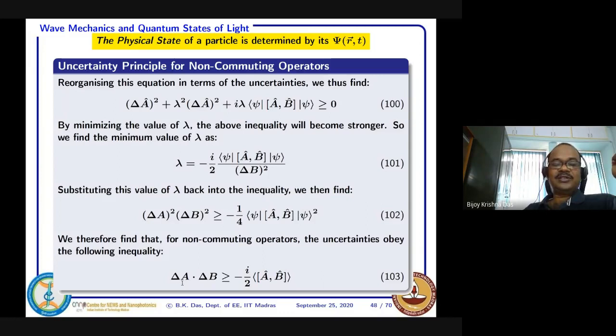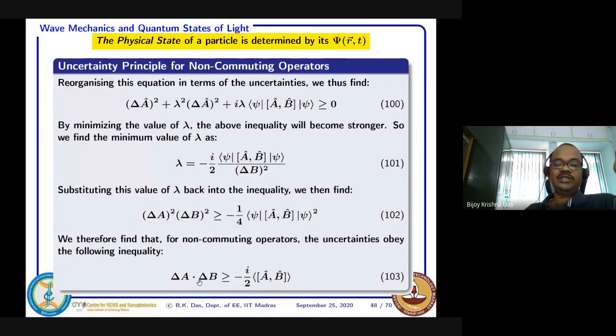This is the variance of A. That means whenever you are measuring with an operator A, you can find its variance, that means the error, delta A. Similarly, if you measure independently with B, you can find the error in B. So delta A and delta B must be greater than or equal to i by 2 times the commutation of A and B. Actually, this is the origin of the uncertainty principle.